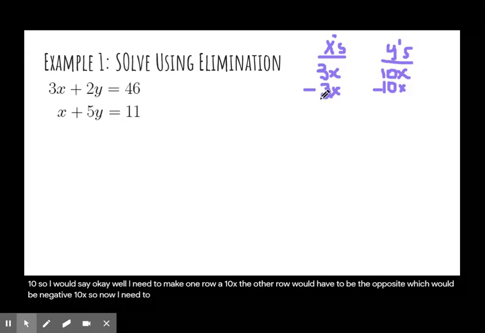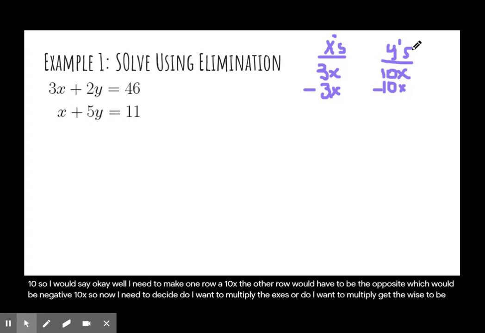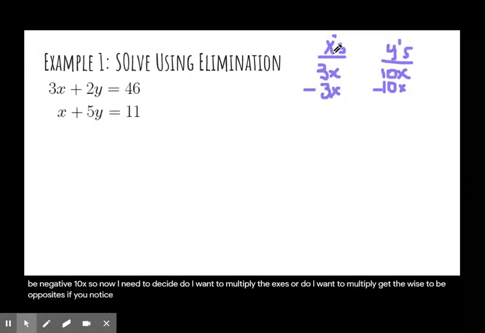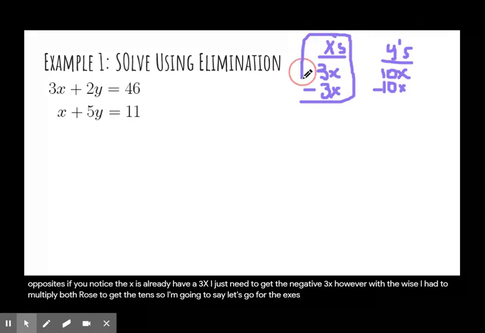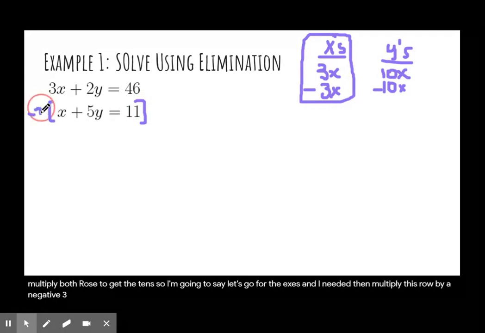So now I need to decide, do I want to multiply the x's or do I want to multiply and get the y's to be opposites? If you notice, the x's already have the 3x. I just need to get the negative 3x. However, with the y's, I had to multiply both rows to get the 10s. So I'm going to say, let's go for the x's. And I need to then multiply this row by a negative 3 so that I get that negative 3x.